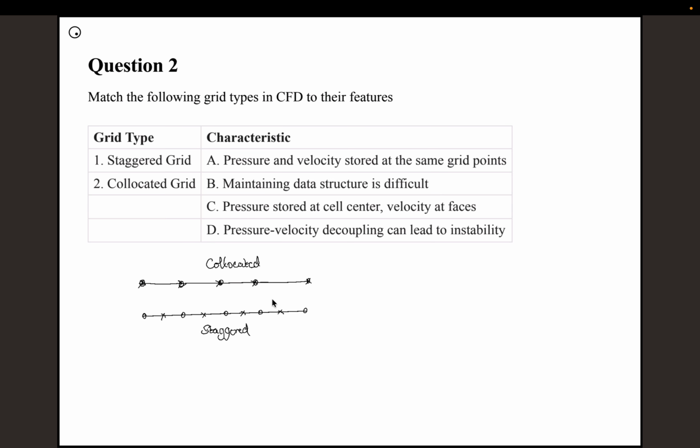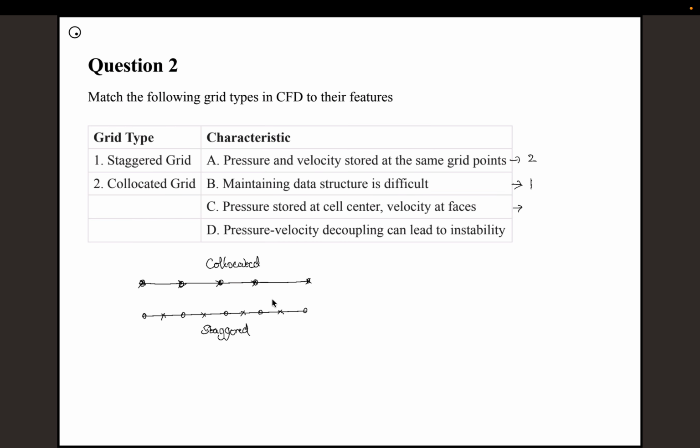Okay, what are the characteristics of this? First, pressure and velocity are stored at the same grid points. So this is basically the collocated grid. Maintaining the data structure is difficult. Which one will be difficult, staggered or collocated? Here I have to store two different grids, one for cell centers and one for face centers. Here all I have to store is just the cell centers. So this is a little simpler than that one. So it's a little more difficult in staggered.